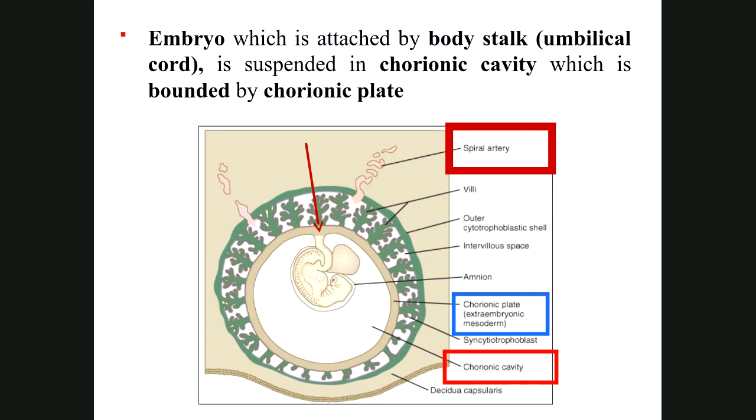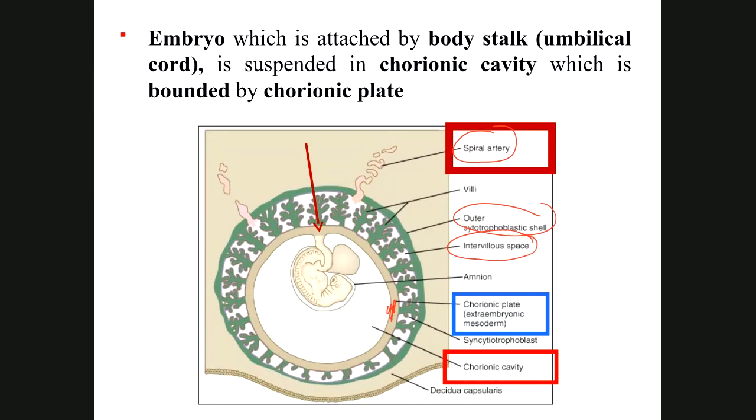You can see here, this is the umbilical cord, which has been marked with an arrow, and you can see the villi, the spiral artery, which is taking the maternal blood into the intervillous space. All that white space between the villi is the intervillous space. Look here: this is the outer cytotrophoblastic shell, the green one, and this is the chorionic plate, which is nothing but extraembryonic mesoderm. Clear?